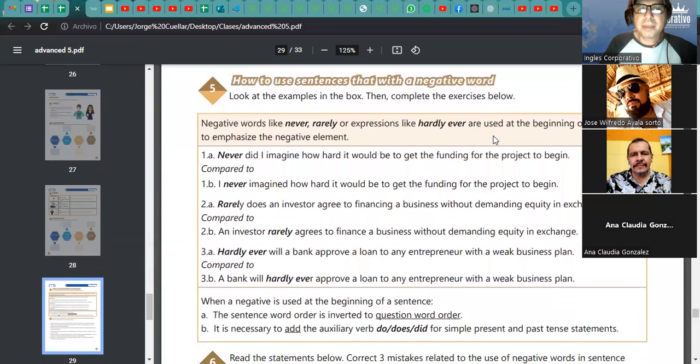And we're going to check a little grammar, how to use a sentence with a negative word, right? Now, we checked this already, right? I never really know, but this is different. So let's check who's going to read this one.